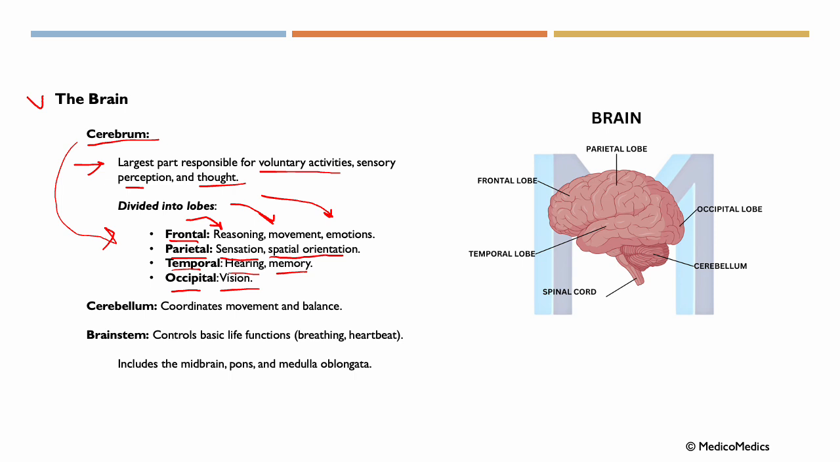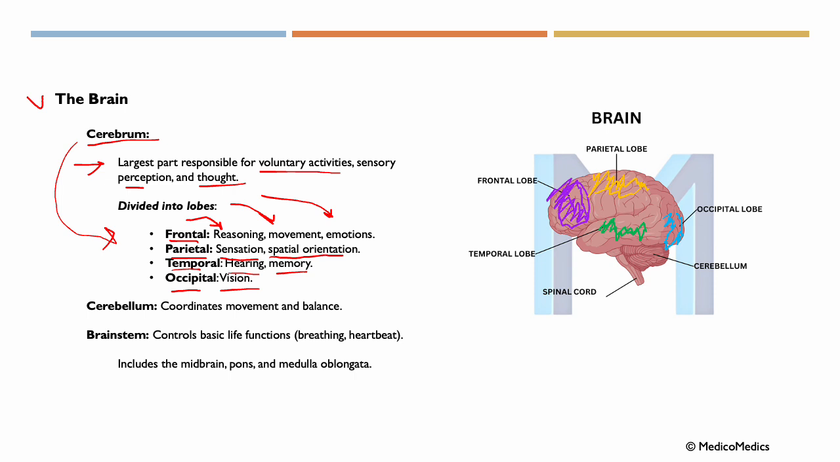So, in this illustration here, we have the frontal lobe here. This is where we find the important areas involved in movements, emotions, reasoning. We have the parietal lobe up here, important in sensation and spatial orientation. We have the temporal lobes here on the sides, important in hearing and memory. And at the back, you will find the occipital lobe, important in vision.